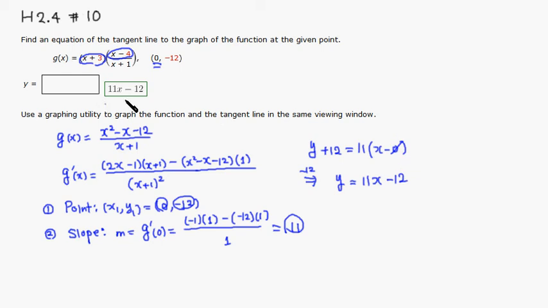So therefore we got the right answer right here: 11x minus 12. That's it. I hope that this was clear.